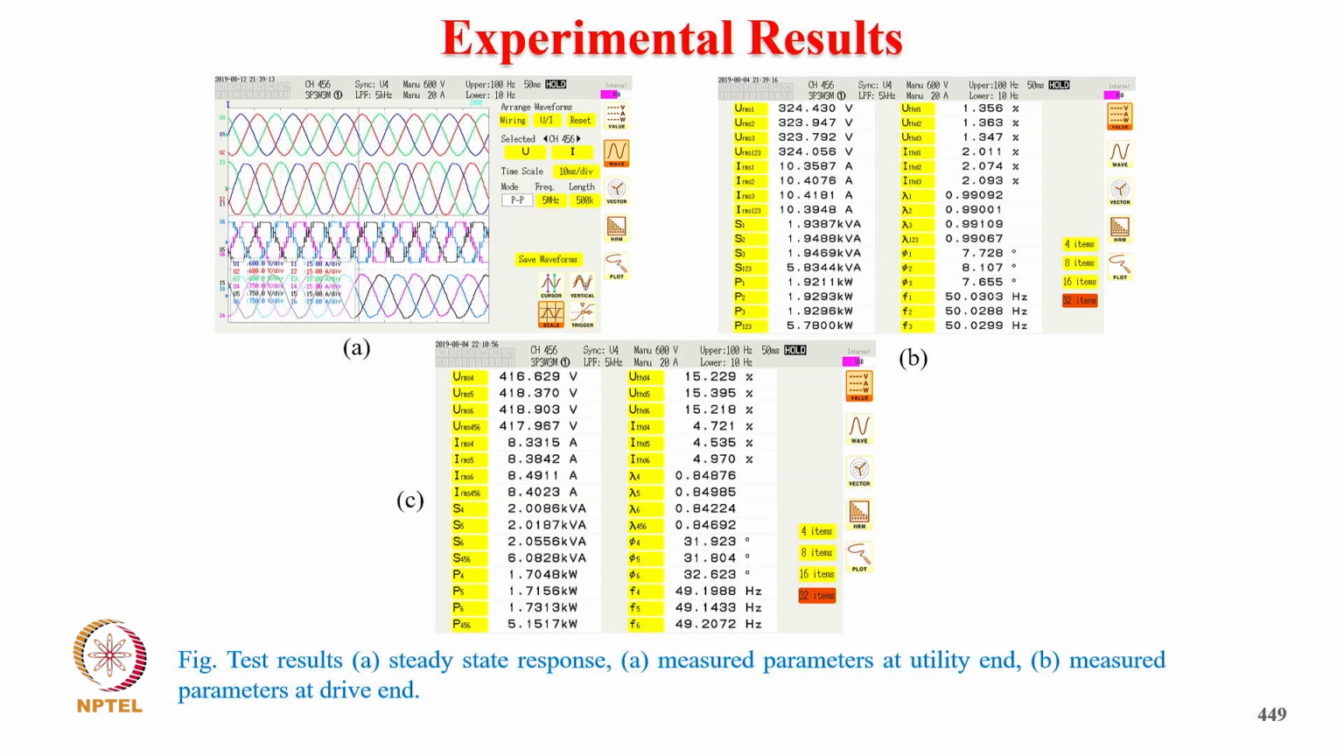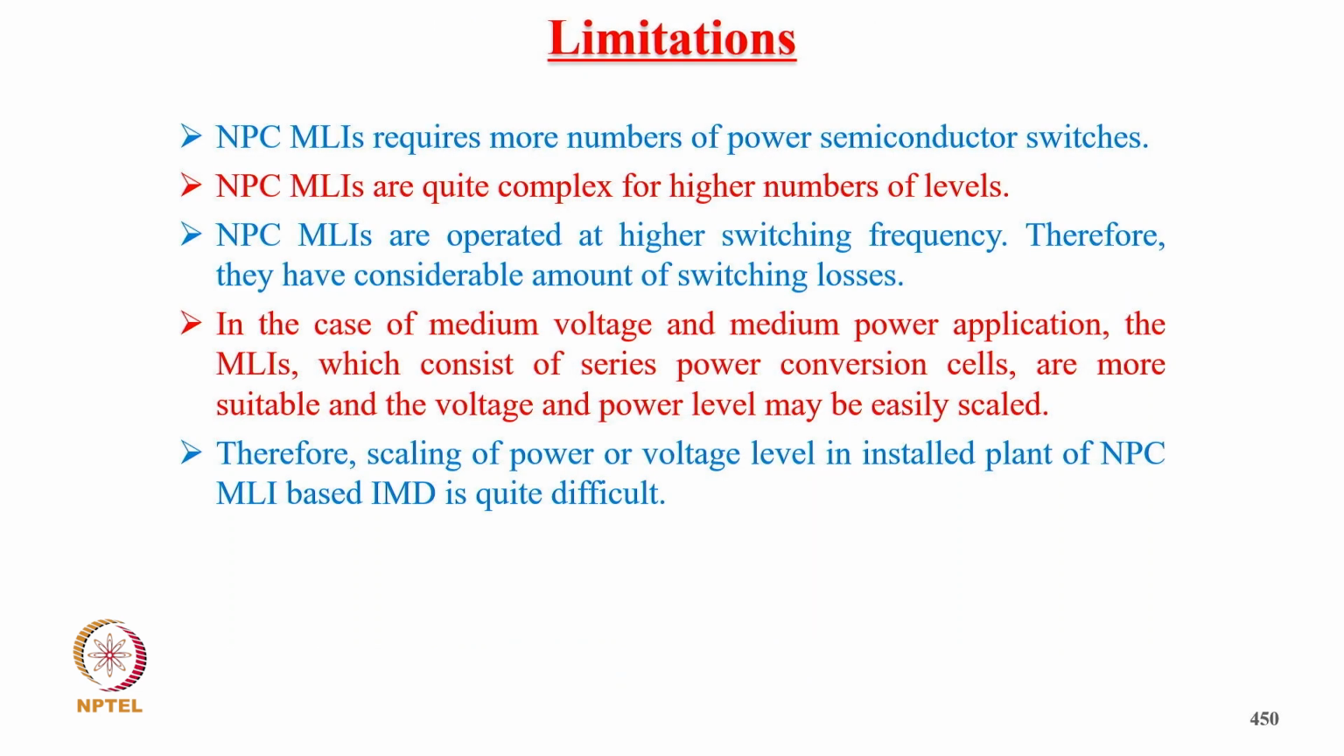And these are the performance, like motor supply voltage, supply current, and motor voltage, motor current, and the THD of supply current is around 4.5, 4.6, and the power factor is almost 0.99 with the supply THD around 2%.